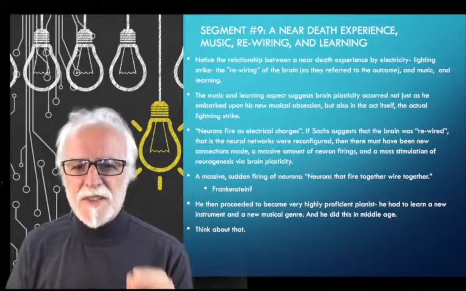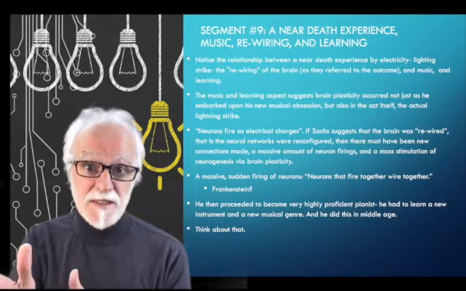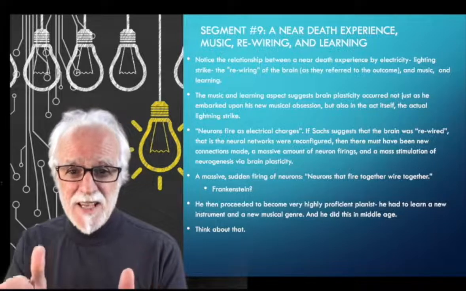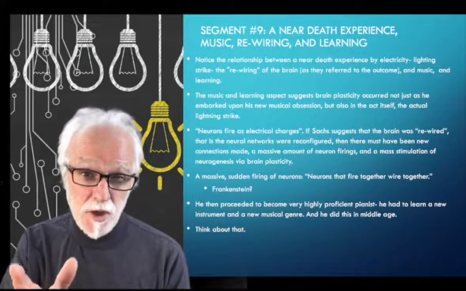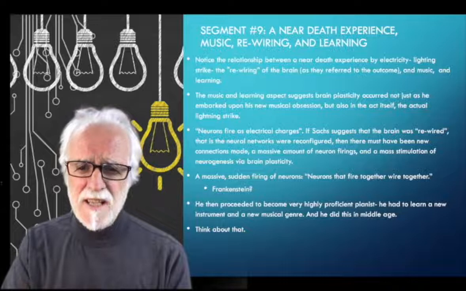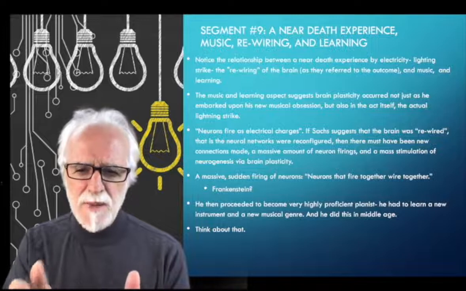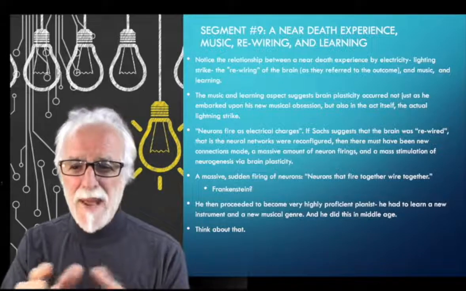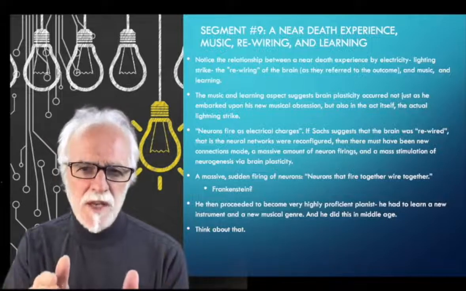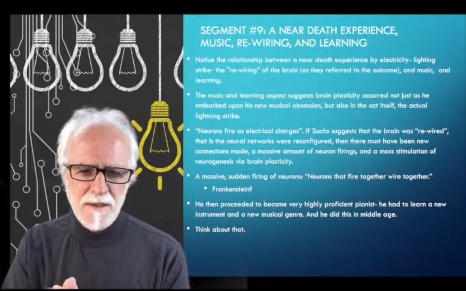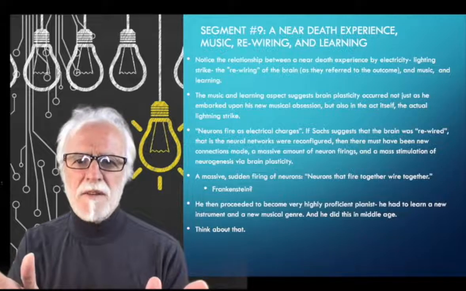The music and learning aspect suggests that brain plasticity occurred not just as he embarked upon his new musical obsession, but also in the act itself. The actual lightning strike. Neurons fire as electrical charges. If Sachs suggests that the brain was rewired, that is, the neural networks were reconfigured, then there must have been new connections made, a massive amount of neural firings, and a mass stimulation of neurogenesis via brain plasticity. A mass sudden firing of neurons. Remember, neurons that fire together wire together.